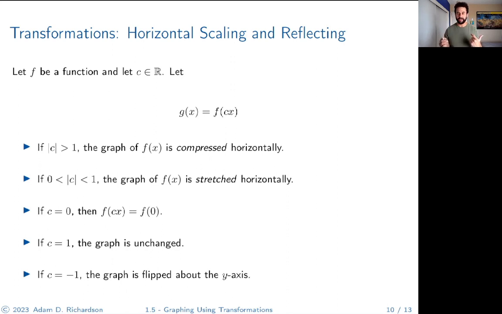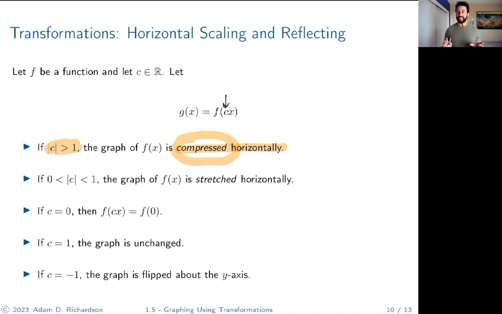Some details to point out here. The compression versus stretching behavior is actually switched for horizontal compression and stretching, and I'll explain why in just a minute. But if the size of c is greater than 1, then that's going to give you a horizontal compression. So if I multiply the input by some value c bigger than 1, that's going to cause my graph to shrink horizontally. It's going to squish it, like so, compress it horizontally.